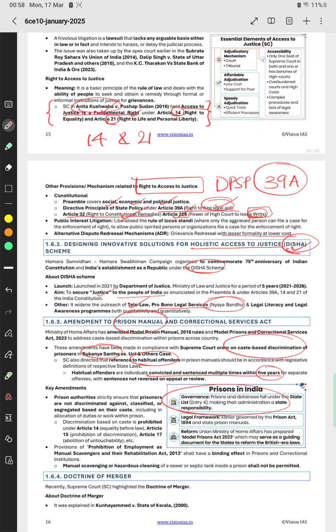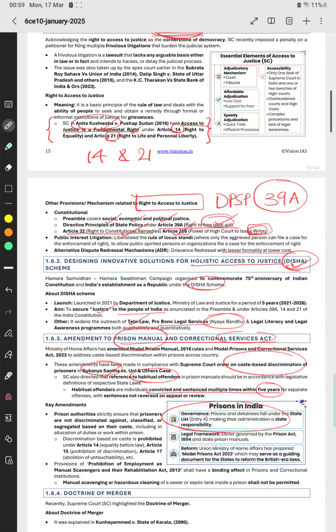Coming to another topic, the amendment to the prison manual and the Correctional Service Act. There is discrimination in the prisons. Those who are convicted are sent to prison, where they have to do certain work. This work is divided based on caste. For example, menial work is assigned to SC/ST castes. In the Sukanya Shantha case, the Supreme Court said these are discriminatory.